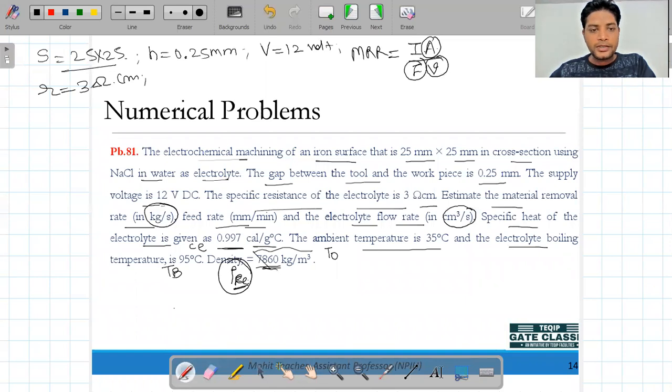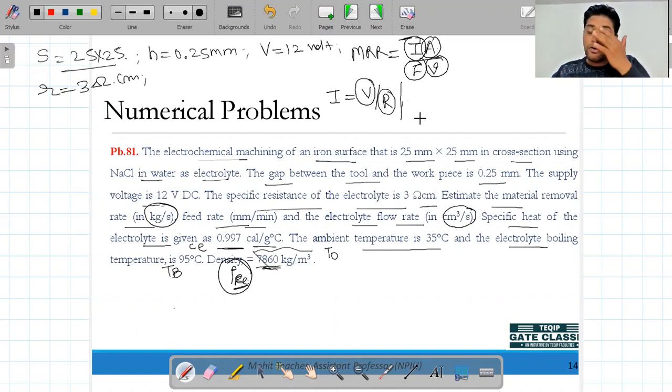F is the Faraday's constant. If it is not given, then we will consider it 96,500, and I is the current. I is not given to you, but F is the constant. Iron is given to you, so we are assuming those values. So how will we calculate this I? In the last problem, we calculated I equals V by R, where V is the supply voltage and R is the gate resistance, which is also not given.